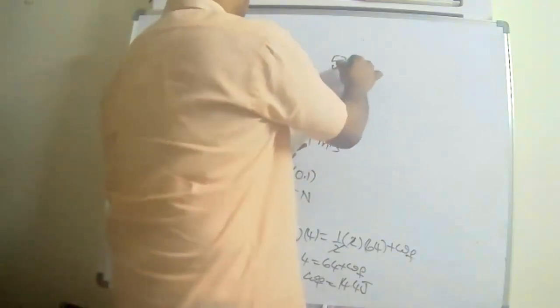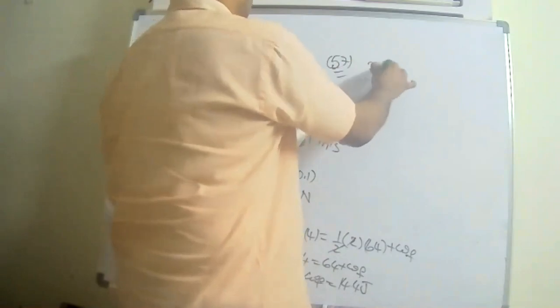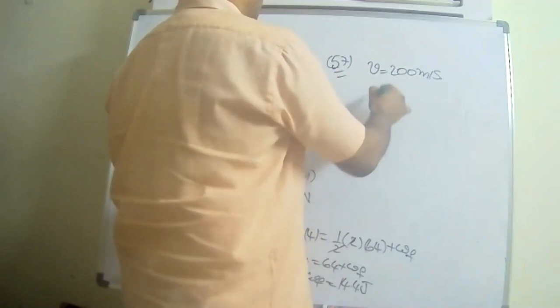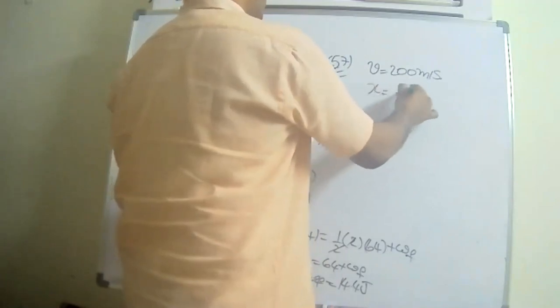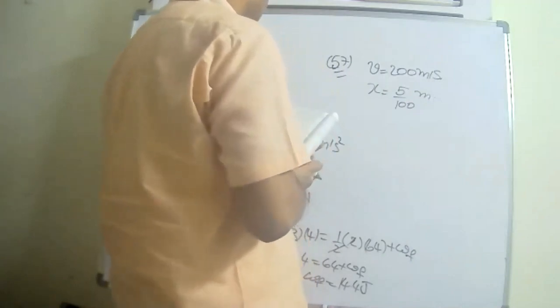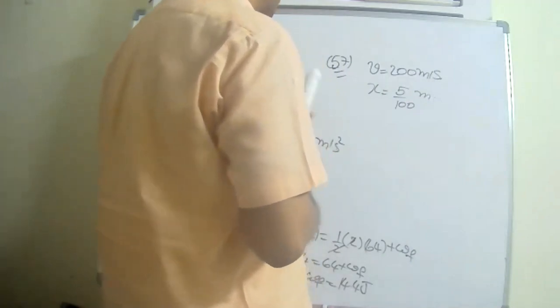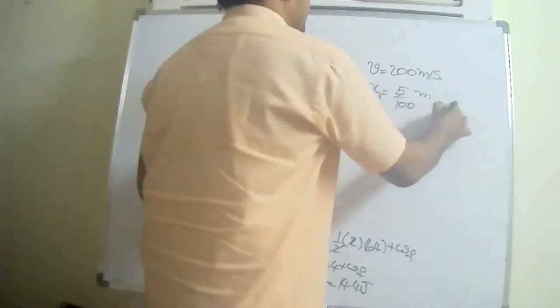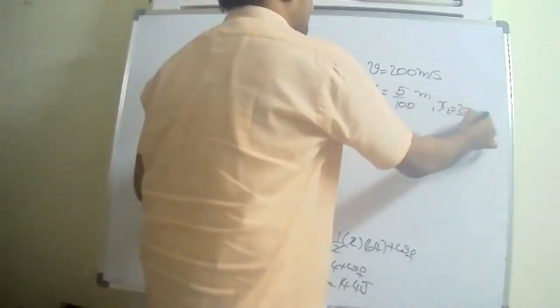Next, a shot traveling at the rate of 200 meters per second is able to penetrate a plank 5 by 100 meters. The velocity required to pierce a plank 20 centimeters thick is? So x1, x2, 20 centimeters.